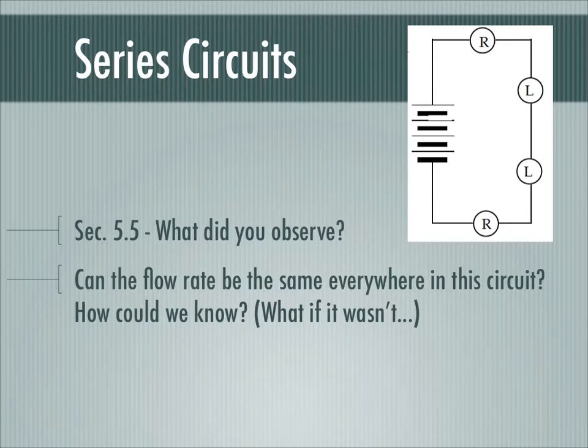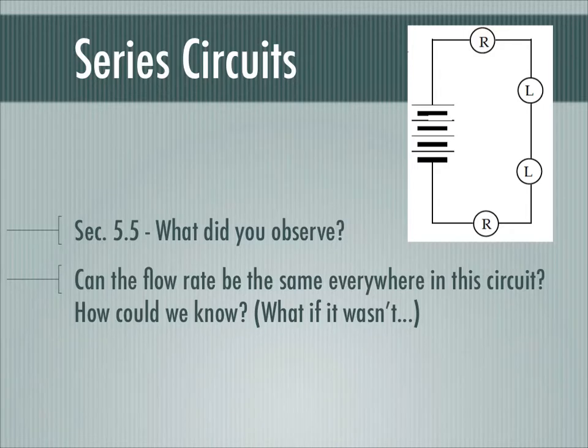The big question is, can the flow rate be the same everywhere in this circuit? The long bulbs are lit very brightly. Round bulbs are off, although we know there must be some flow going through them. Otherwise, how could charges be getting over to the long bulbs to light them up? So there has to be some flow rate through the round bulbs, but obviously not enough to light them. Is the flow rate higher in the long bulbs than it is in the round bulbs?